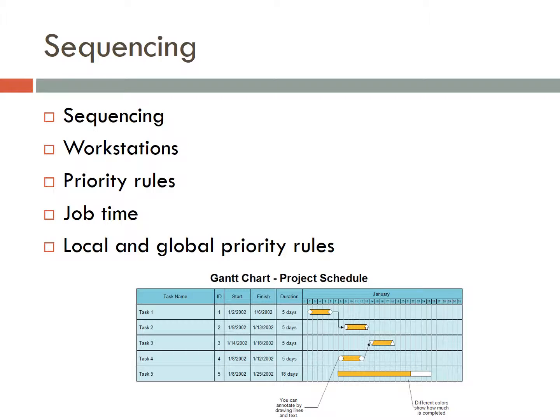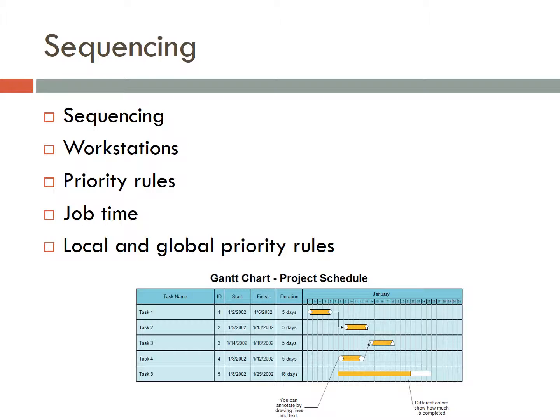And workstations are the area where a few workers or one worker will perform similar work. Well, workers and machines will perform similar work. And because there's normally several jobs that are waiting to be processed, there's a priority rule, which is the simple heuristics used to select the order in which the jobs will be processed. Helps prioritize them. And job time is the time that's needed for a setup and processing of a job.